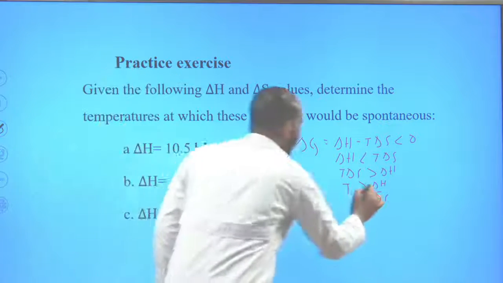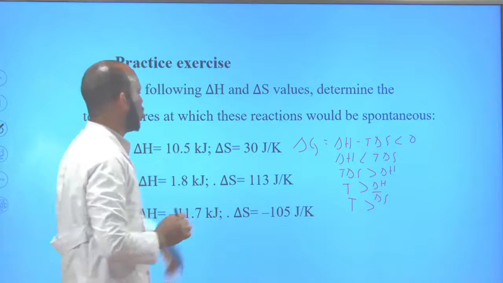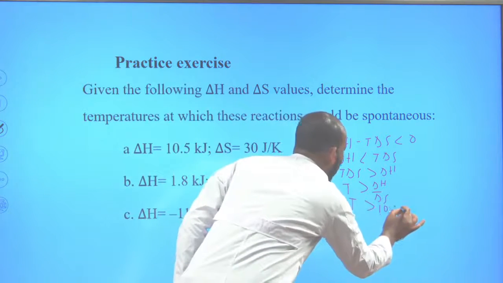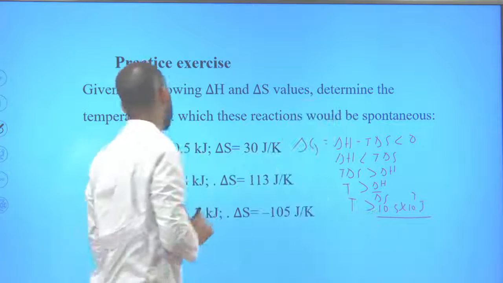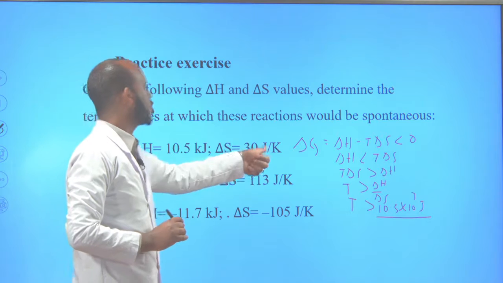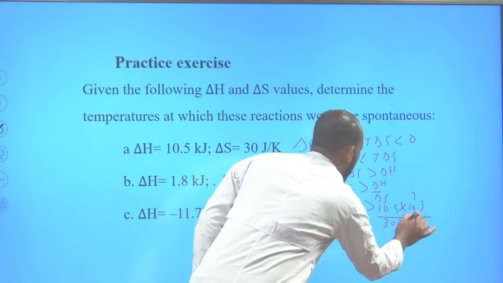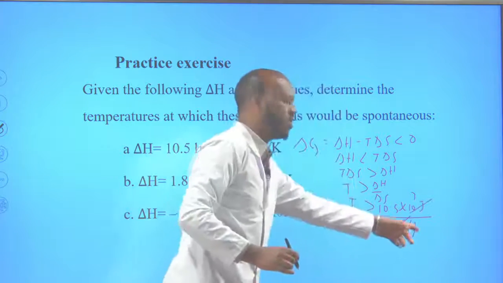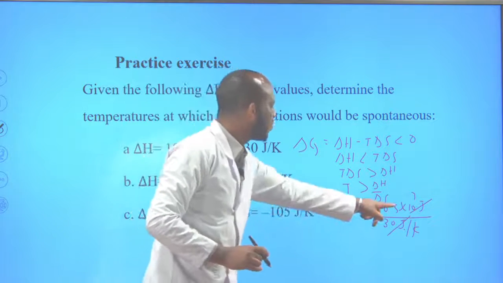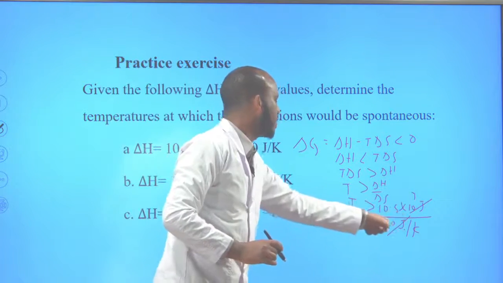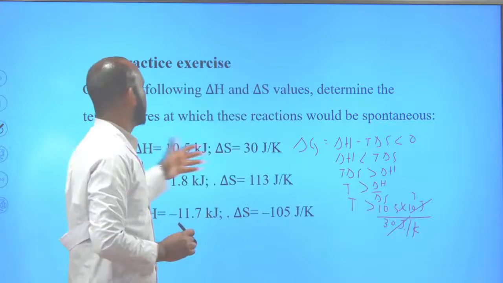For temperature greater than delta H, which is 10.5 kilojoule, or 10.5 times 10 raised to 3 joule, divided by the change in entropy, delta S, which is 13 joule per Kelvin. Joule will be cancelled by joule. We are left with Kelvin, which is the unit of temperature. Therefore, for T greater than 10.5 times 10 raised to 3 divided by 13 Kelvin, this reaction would be spontaneous.